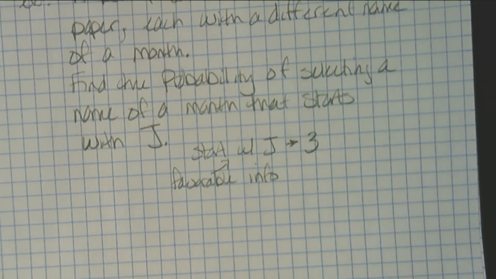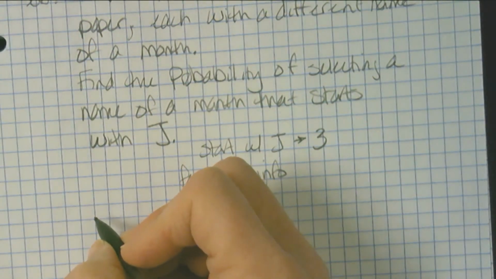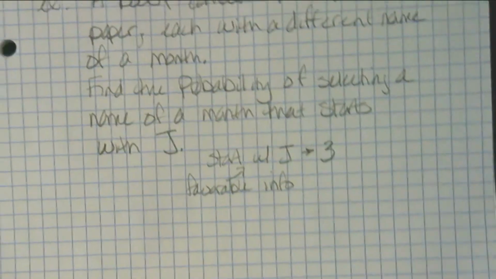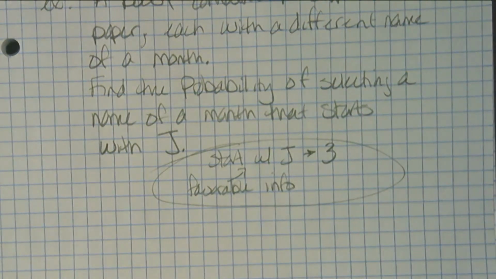The easiest way when we're done is to leave it as a fraction. So when in doubt, leave it as a simplified fraction, unless they tell you how they want to see it. Always start with the formula, by the way. Come on, you guys are all doing this. This information is required for you to figure out what favorable information is.